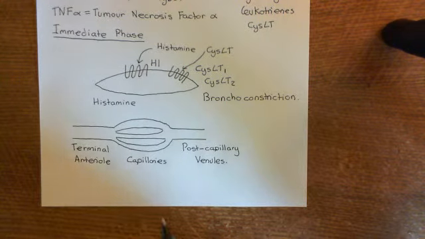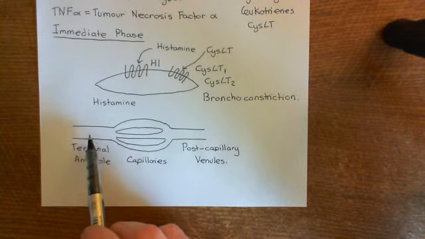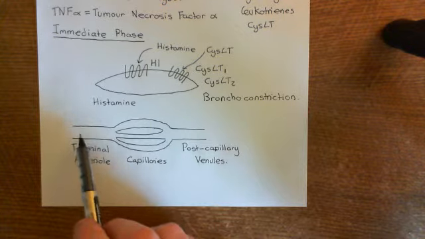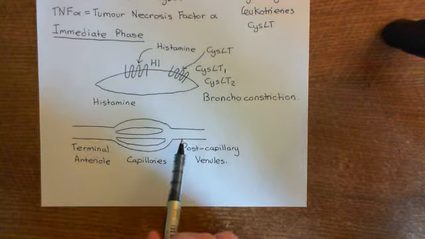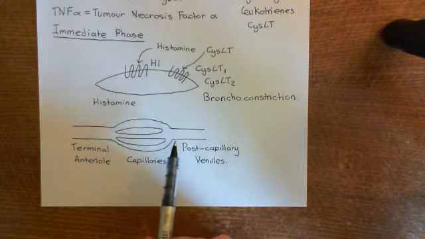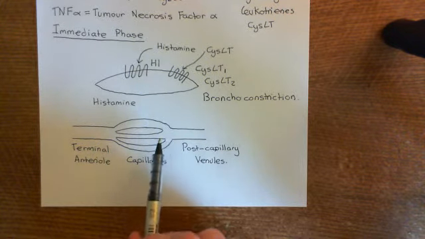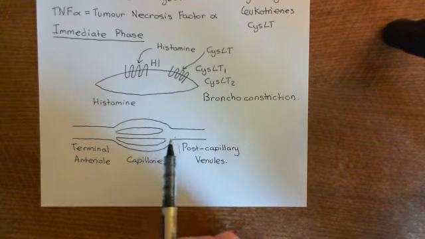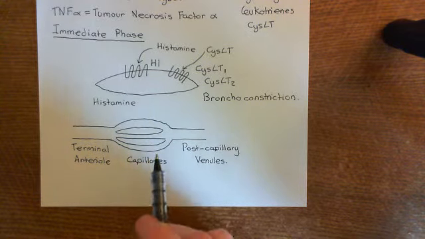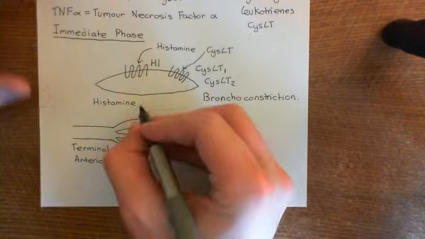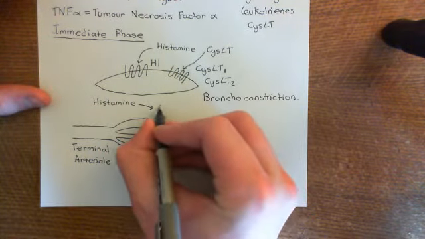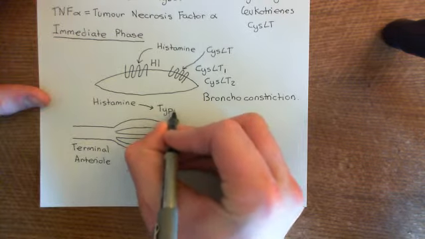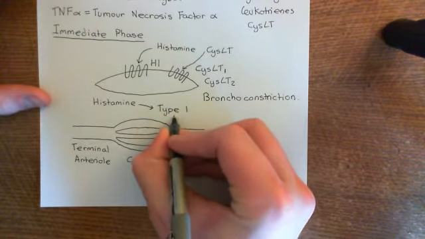Okay, now, the terminal arterioles have a layer of smooth muscle cells around them, whereas the capillaries and the post-capillary venules have walls that literally just consist of endothelial cells sitting on basement membranes, so they have pathetically thin little walls. Okay, so what's going to happen is that histamine is going to act on the endothelial cells in these 3 types of blood vessel, and it's going to cause what's known as type 1 activation of those endothelial cells.